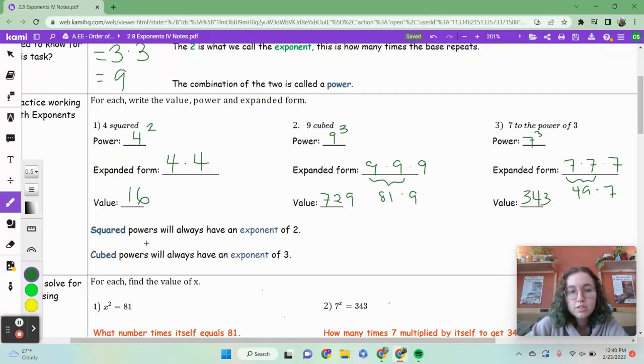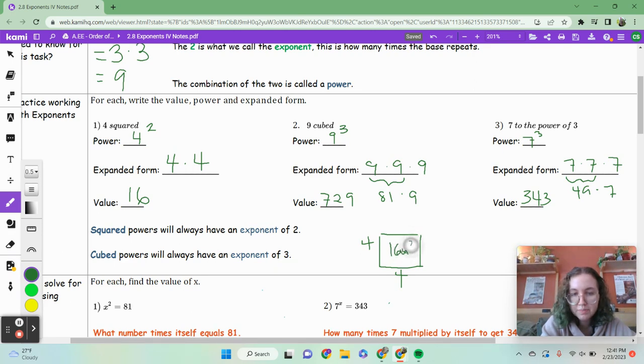So, squared powers will always have an exponent of 2. That's because when we're making a square, if you have a square, which is a rectangle with 2 equivalent sides, when you multiply the side lengths together, you get the area. So, that's why when we have a power of 2, that gives us the area of a square. Let's say I have a square with side lengths of 4 and 4. The area of the inside is 16 units squared. That's where that is derived from.